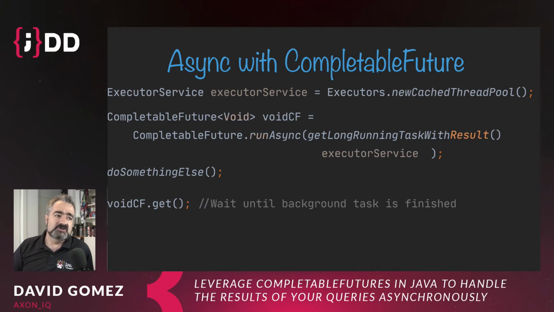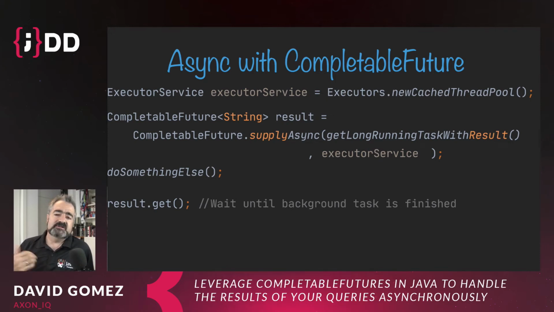The method that we need to use is we need to remove the run async and use the supply async method. Supply async means that it's going to wait for a callable, and accordingly, that callable will return something that will be the result of our completable future. So in this case, our result.get will return, whenever it's ready, the string that came out as a result of our task.